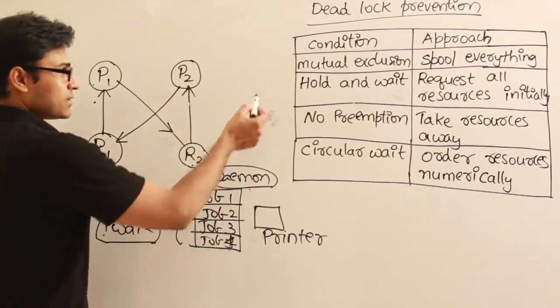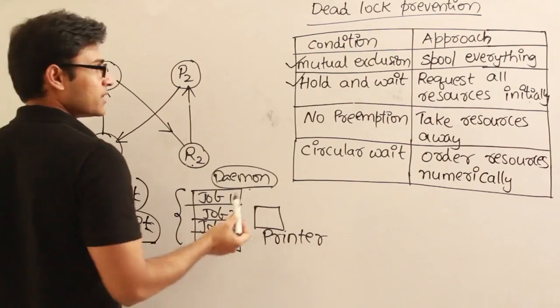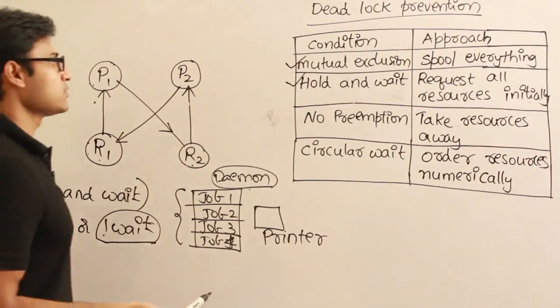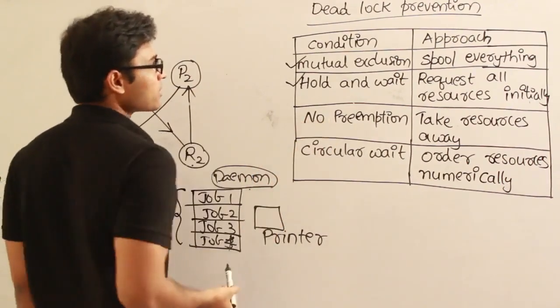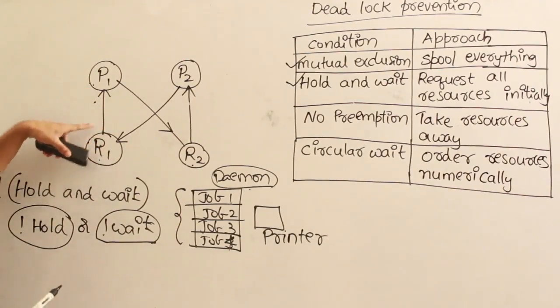See, so this is practically not possible, and this is also practically not possible because of the restriction that a process will not be able to declare its need well ahead of execution, right? And so the next one is no preemption. So what is no preemption? No preemption says that while a process is using a resource, we are not supposed to pull it away forcefully, right? That is no preemption.